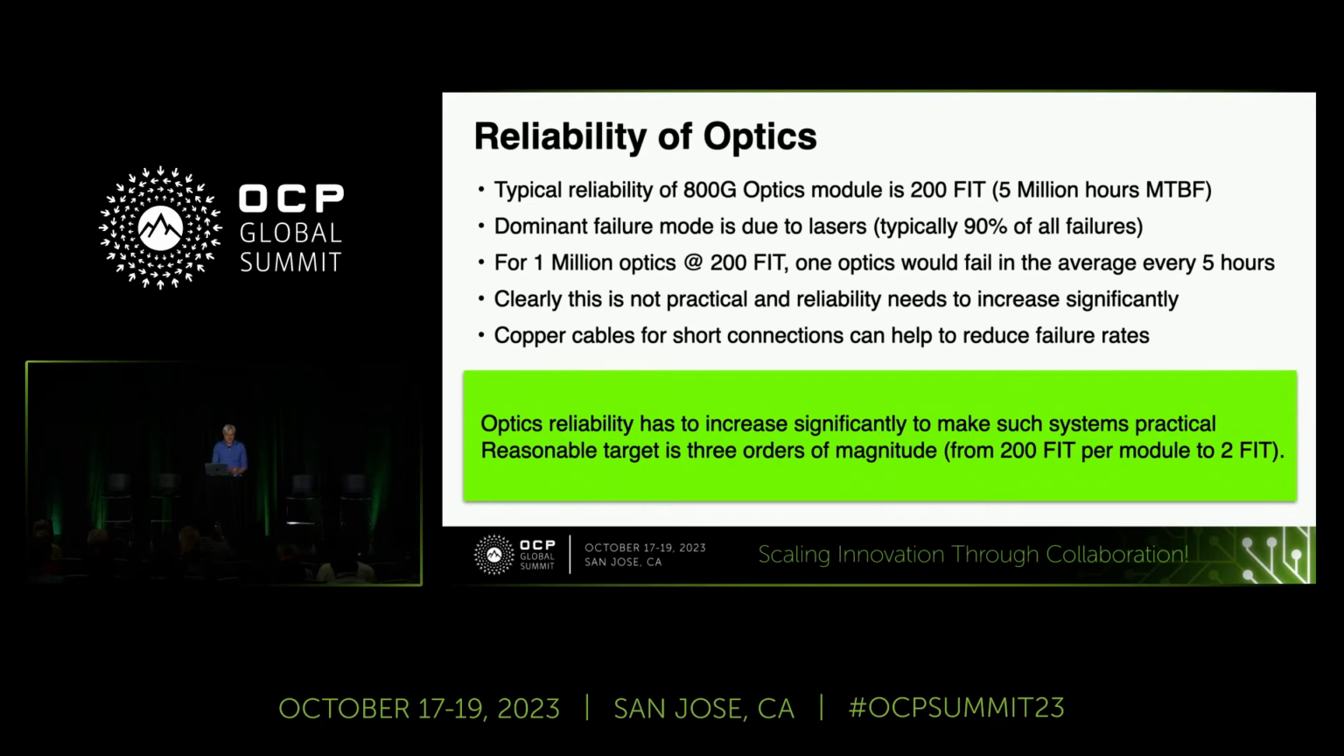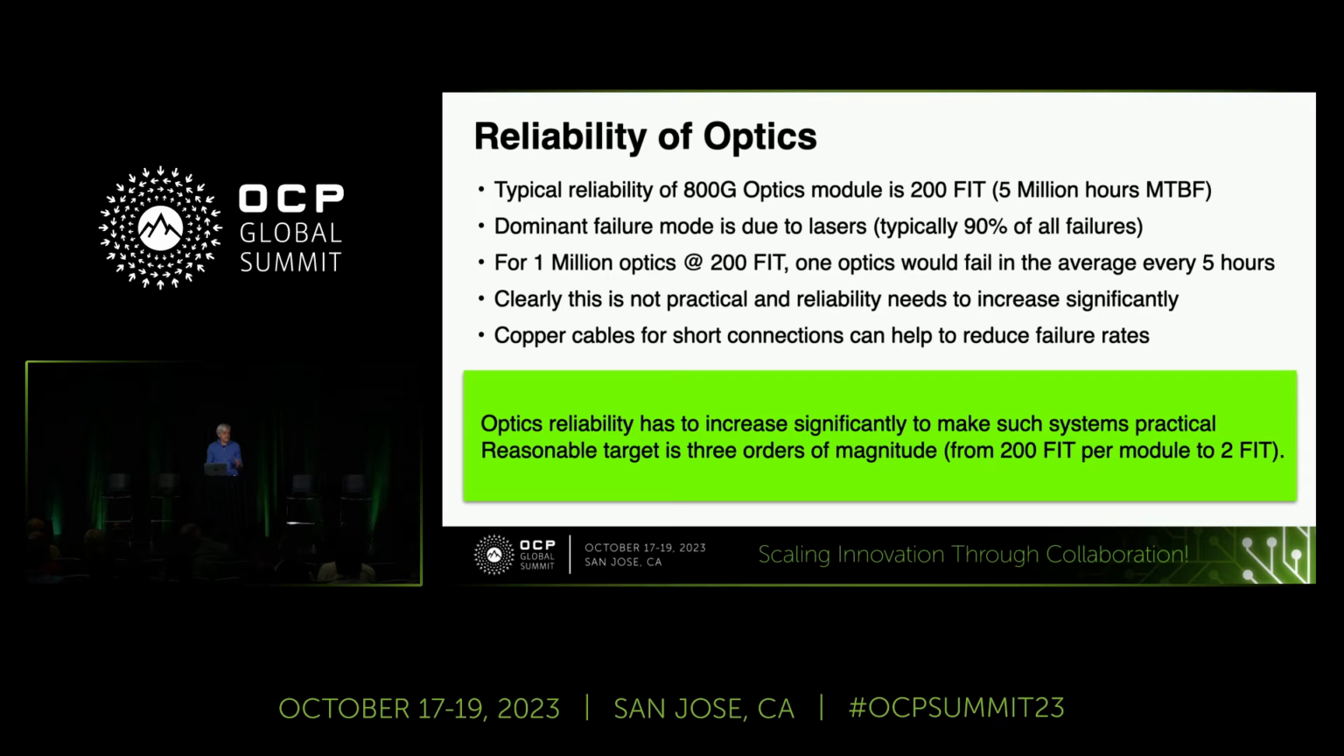So let me start with reliability. Current optics modules, like one of these, on a good day, have a failure probability of 200 FIT. That is failures in trillions of hours, which translates to 5 million hours MTBF. The dominant failure mode, as you well know, is the laser, typically accounting for 90% or more of all failures. If you have 1 million of these at 200 FIT, one optics would fail every 5 hours. Clearly, this is not practical, and reliability needs to improve substantially to even have a practical system here.